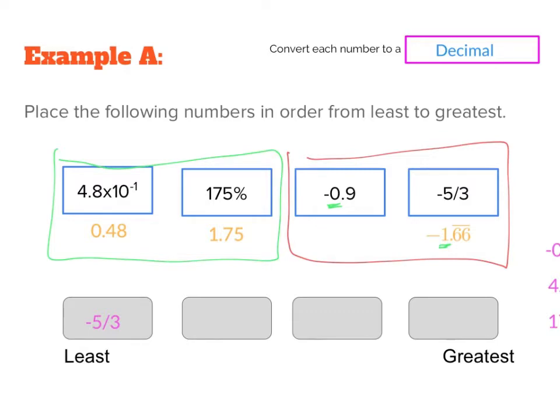Then I know negative 0.9 is going to be the next smallest because it's a negative, so it's automatically going to be smaller than the two positive numbers. Then I'm going to take a look at my two positive numbers.